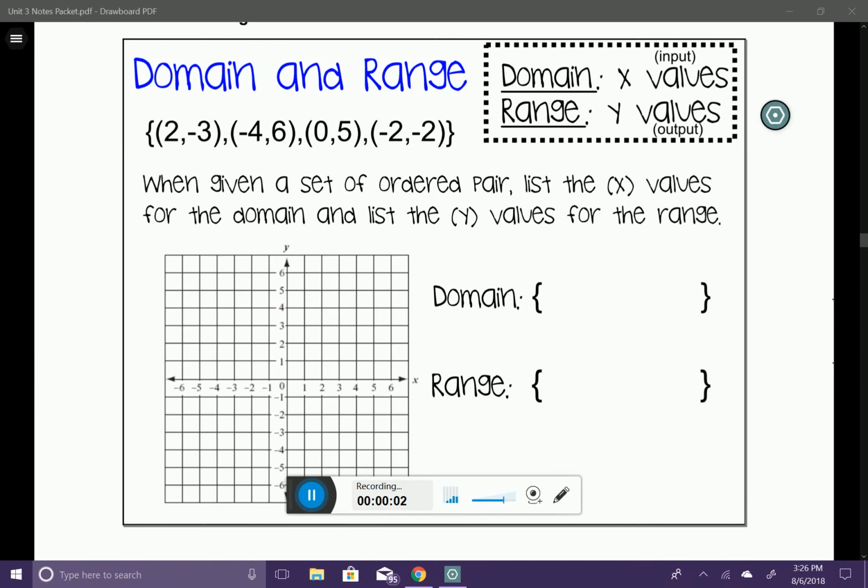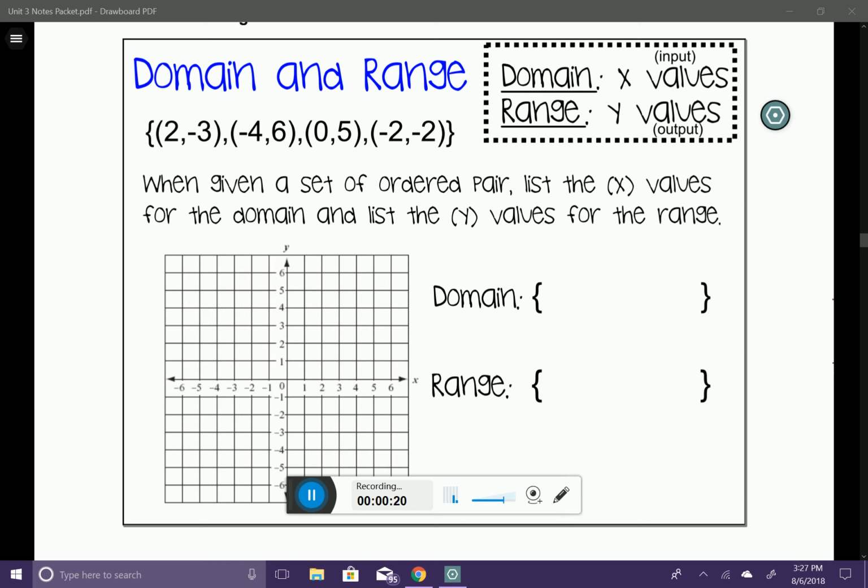In this lesson today, we're going to be talking about domain and range in a little bit more detail than we've talked about in the past. Just as a reminder, the domain value is an X value, which is also called an input value, and the range value is a Y value, which is the output value.